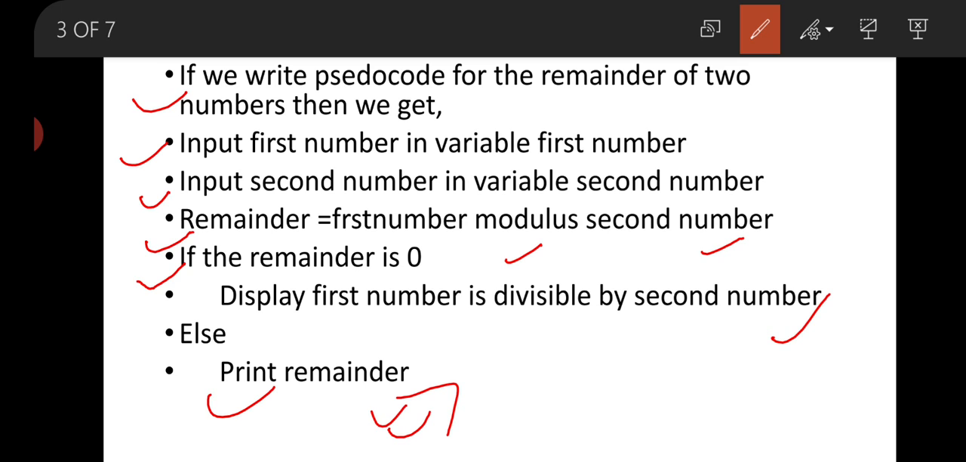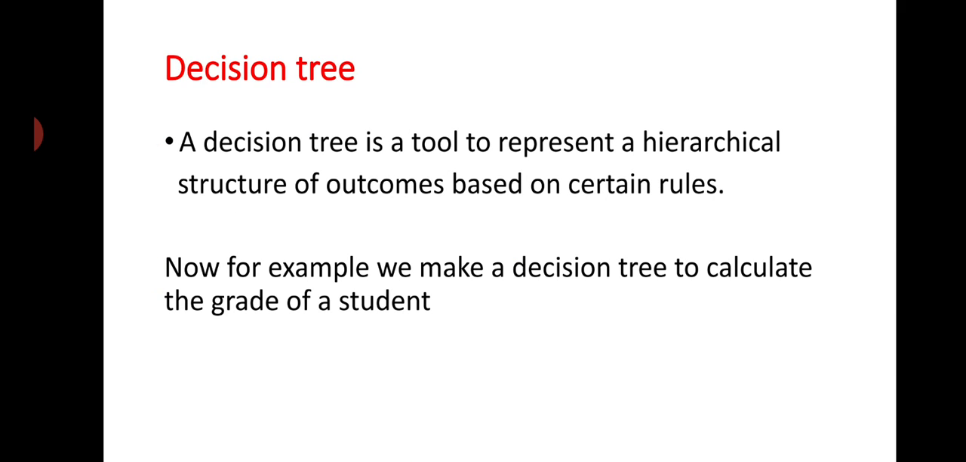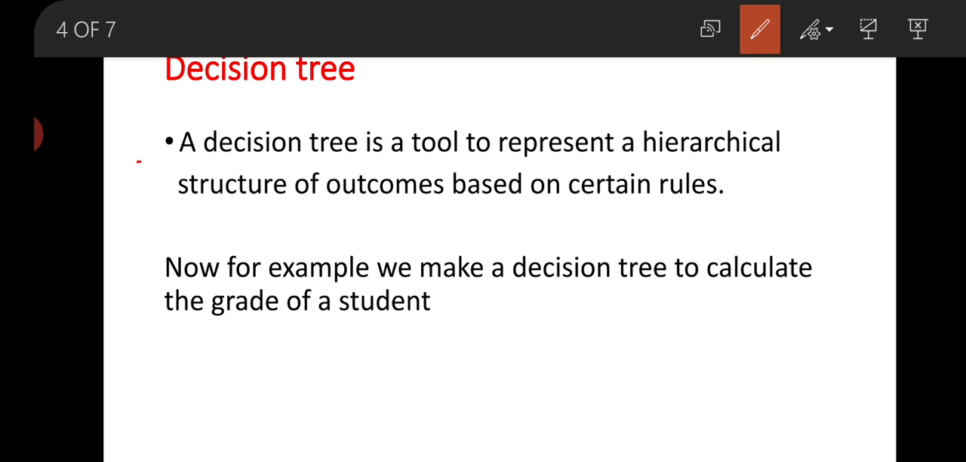Now our next program development tool is the decision tree. So see, what is a decision tree? A decision tree is a tool to represent a hierarchical structure of outcomes based on certain rules. Hierarchical means a sequential, ordered structure of outputs based on certain rules.